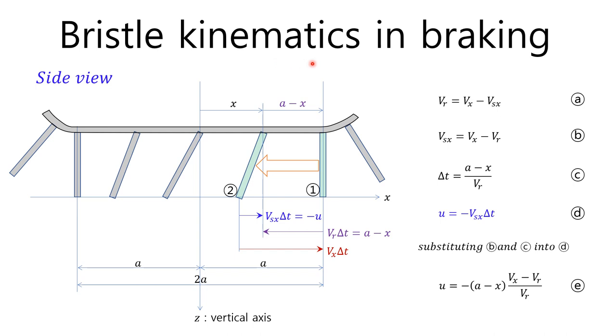Let's look into the bristle kinematics in braking. By rearranging the previously obtained equation A for the slip speed Vsx, we can obtain the equation B. And by rearranging the equation Vr delta t in the figure with respect to the infinitesimal time delta t, we can obtain the equation C. Here, all the velocities are positive and the deformation u is produced in the negative direction of x-axis during braking, so it has a negative value. Arranging the equation related to the deformation u in the figure, we can obtain the equation D.